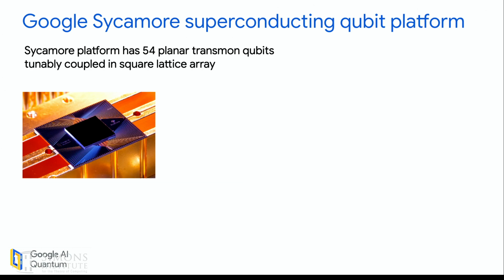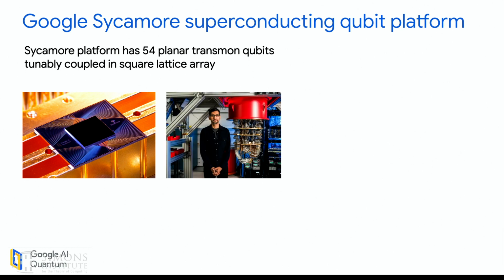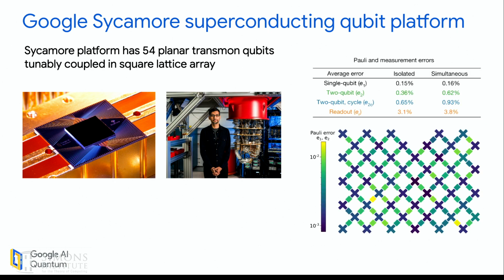Okay, so I should probably say something about the hardware platform right before getting into the data here. This is a picture of our Sycamore processor. It has 54 planar transmon qubits. You can't really see the qubits because we make the qubits on one chip and we make the wiring on another, and we solder them together, and the thing's already flipped over, so you can't see the qubits here. Here's a picture of our refrigerator with our CEO standing in front for scale.